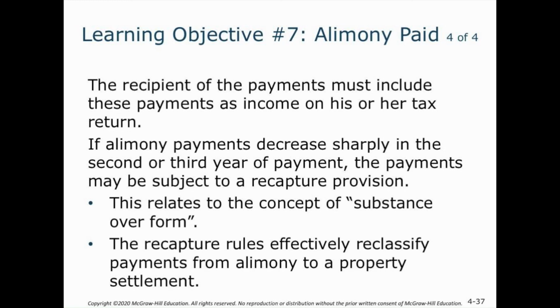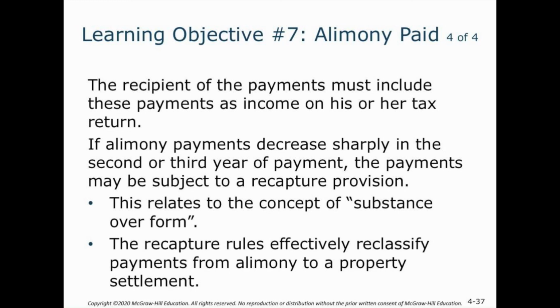So the alimony payments are going to decrease sharply in the second or third year. Then it's going to be subject to recapture. That is going to be if they are trying, through the divorce court, to conduct a property settlement in the form of alimony. And the tax law is going to say that does not count. We're looking at substance over form. So even though you may call this alimony, you may have a judge sign off on it being alimony.